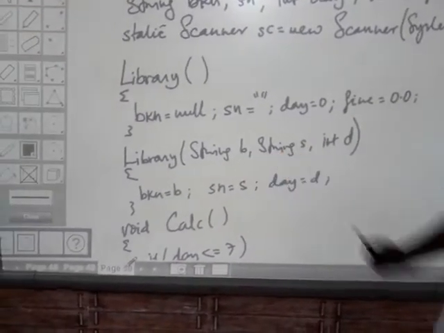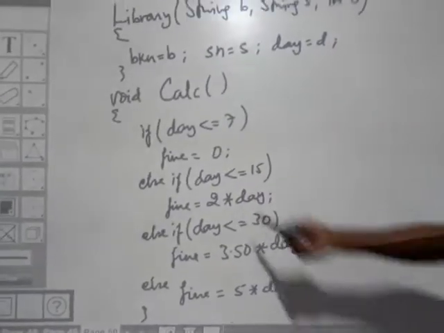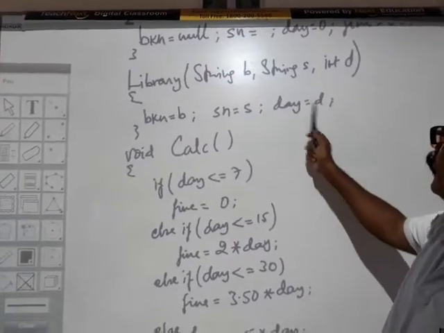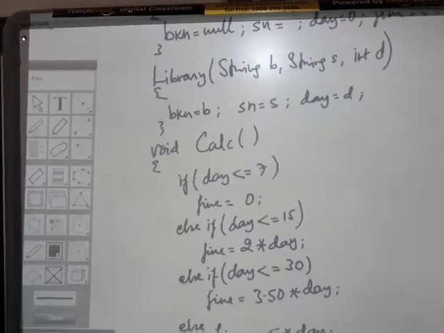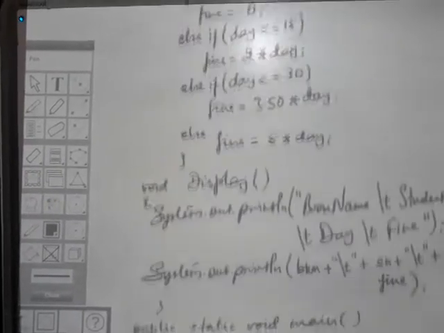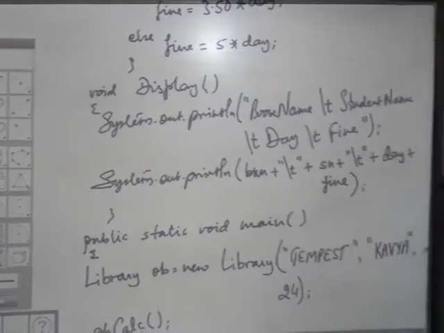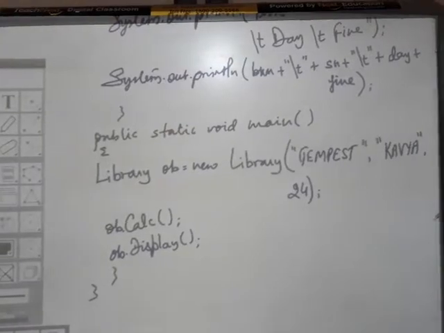Then we have the parameterized constructor. Here the parameterized constructor is initializing B to bkn, S to sn, and D to day. And then the calculation, void calc, as it is. There is no change in this. Display function, the same function here. It's only the main method that we have to notice. Look at the main method here.